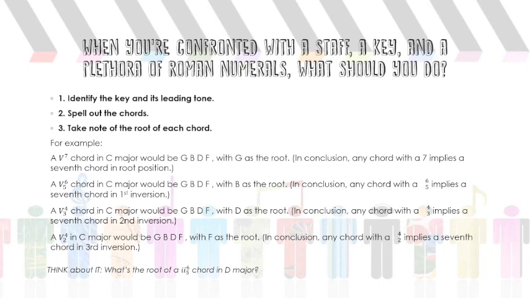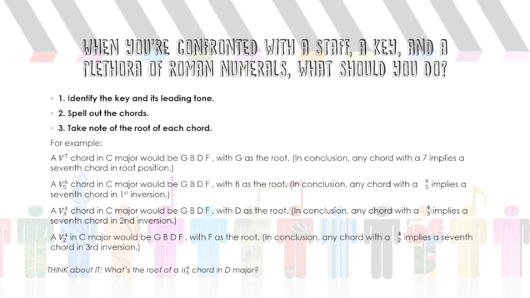If you have a 5-4-3 chord in C major, it would still be G, B, D, F, but D would be the root. So a 4-3 chord would be a 7th chord in second inversion. Lastly, if you have a 5-4-2 chord in C major, that would be G, B, D, F again, but F would be the root. So in conclusion, any chord with a 4-2 implies a 7th chord in third inversion.